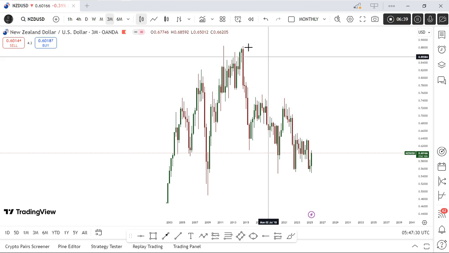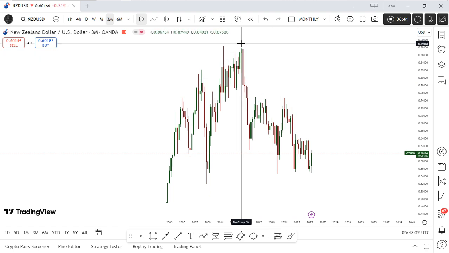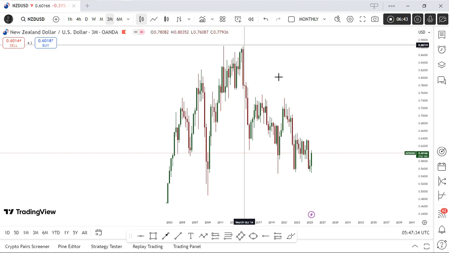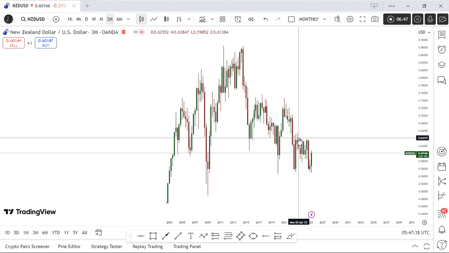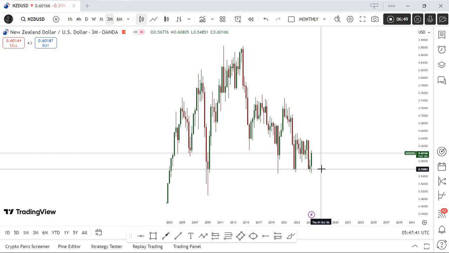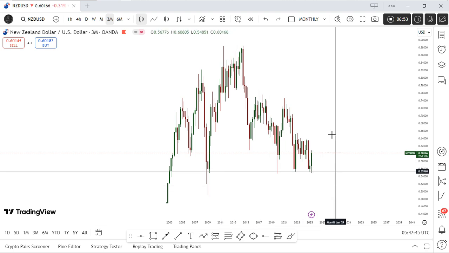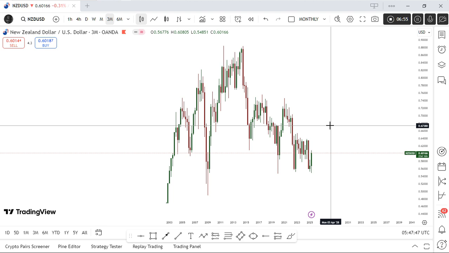All right, we can see that it has been dropping significantly since 2014 all the way to 2025. That is a long period of time, and you could see that it has made a base around here and is ready to push to the upside. It is ready to move.